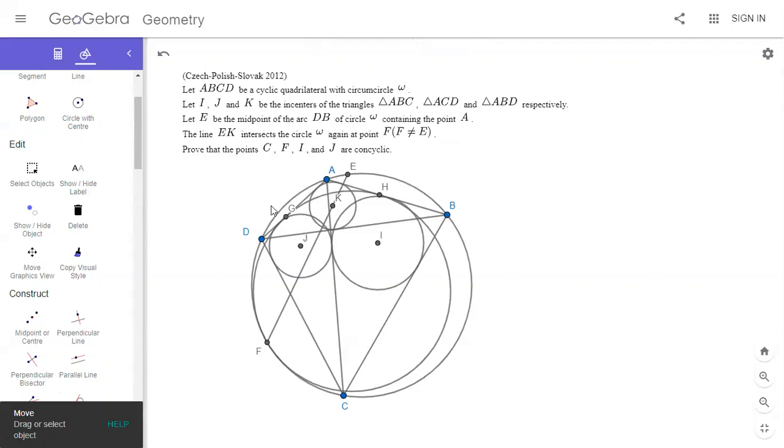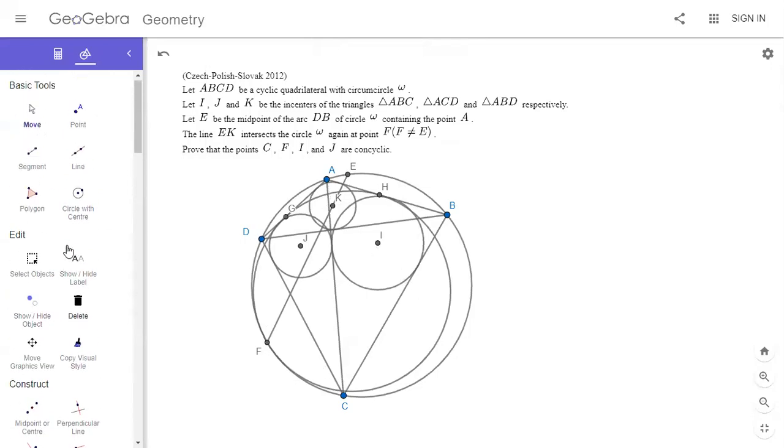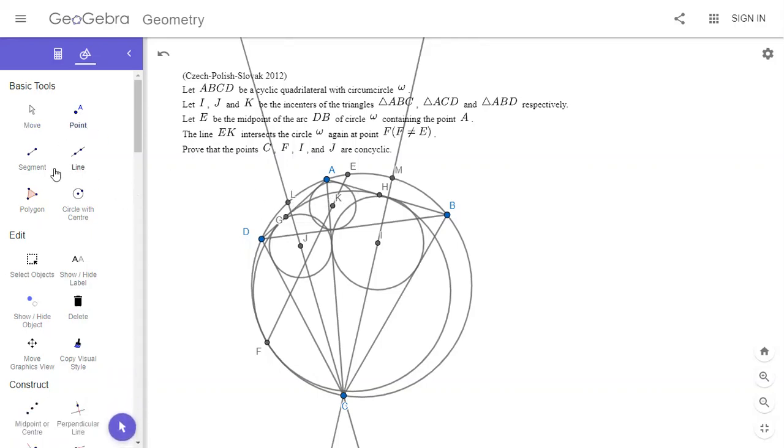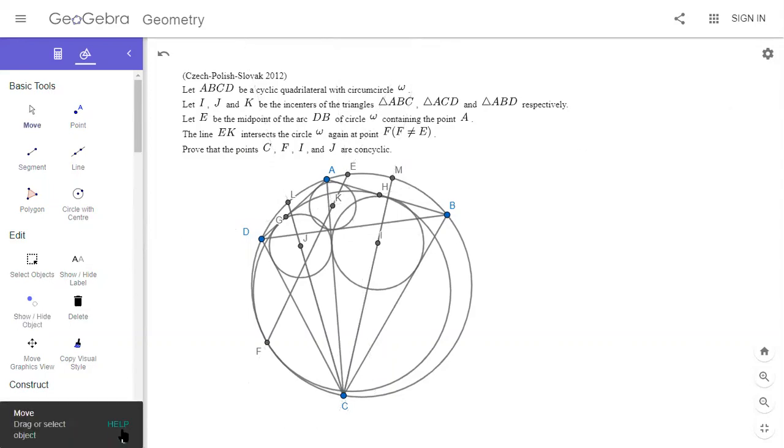I think the condition we want to show is that CFIJ is concyclic, extending CJ and CI to meet omega at say S and T. Okay. Then if we show that SFAT is a harmonic quadrilateral, then that would imply the condition. Okay. So we want to show, the way I have it labeled, FLAM is harmonic. Yeah.